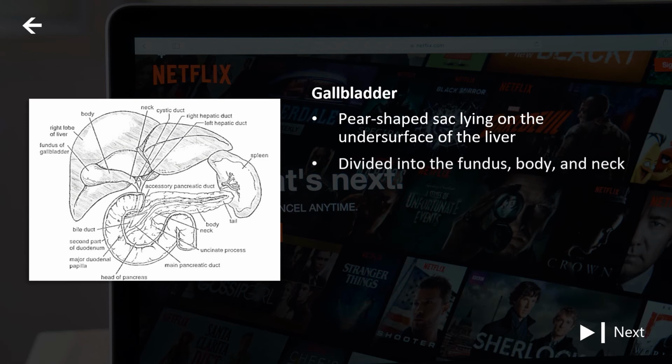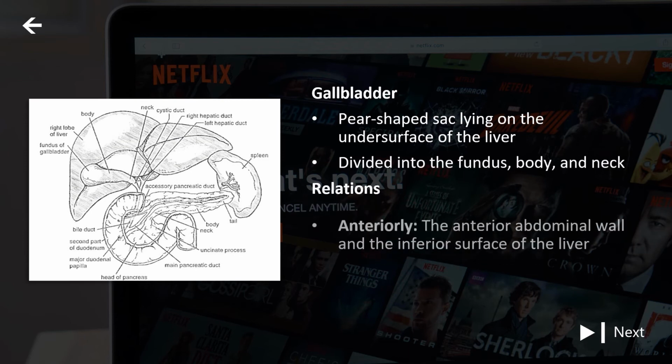The body lies in contact with the visceral surface of the liver and is directed upward, backward, and to the left. The neck becomes continuous with the cystic duct, which turns into the lesser omentum to join the common hepatic duct to form the bile duct. The peritoneum completely surrounds the fundus of the gallbladder and binds the body and neck to the visceral surface of the liver.